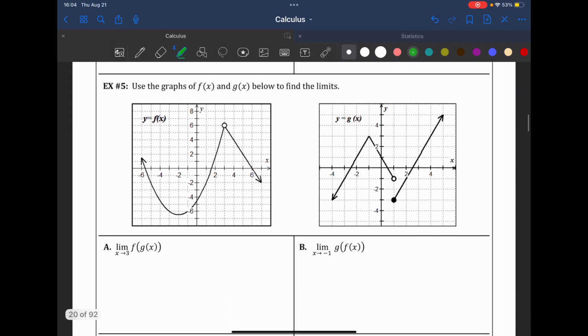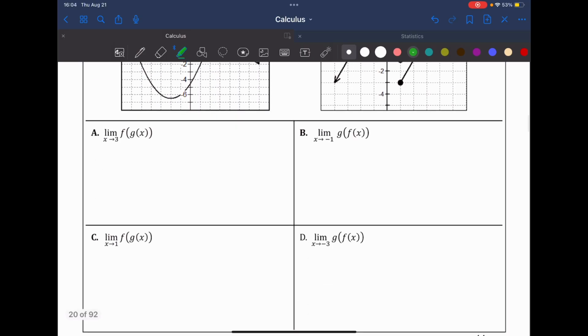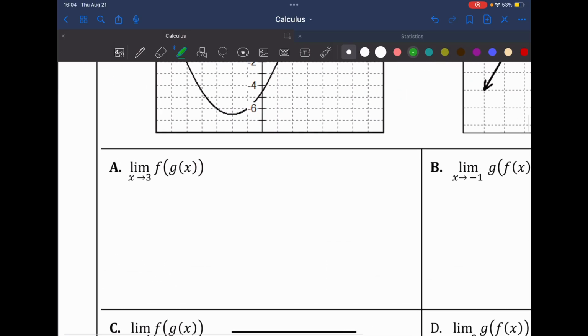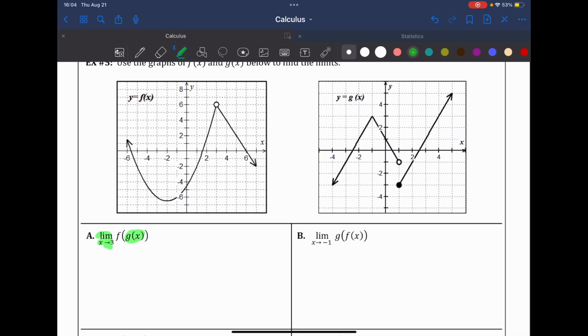Okay, last example. It says, use the graphs of f of x and g of x below to find the limits. So we're still doing those composition of functions, but now we're looking at graphs. So we have the limit as x approaches 3 of g of x. That's what we're looking for first. So I'm looking at g of x, and I'm looking for 3.